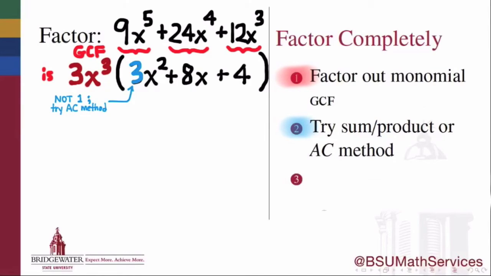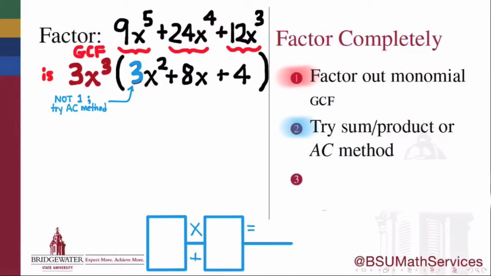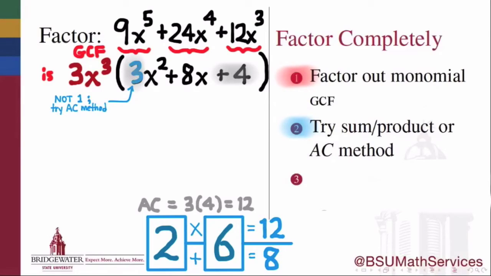Because our leading coefficient here is 3 and not 1, the AC method is going to be the way we should try. In the AC method, remember, we're going to look for a pair of numbers which multiply together to give us A times C, which is here 3 times 4, or 12, and that same pair of numbers has to add together to give us the middle coefficient, 8. So what pair of numbers have a product of 12 and a sum of 8? That would be 2 and 6.